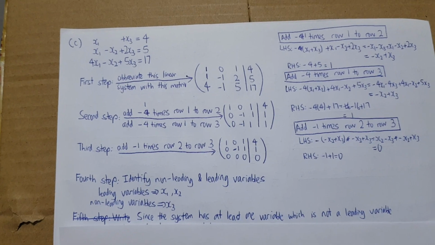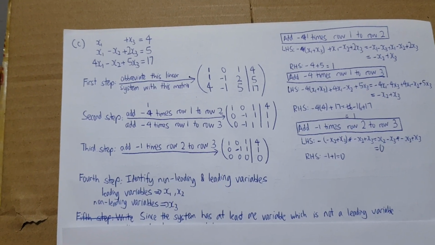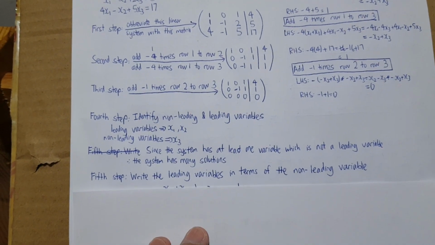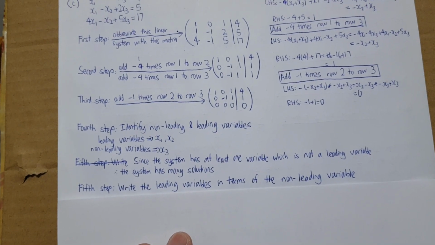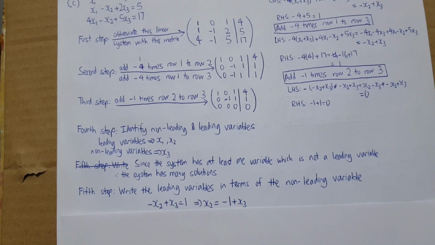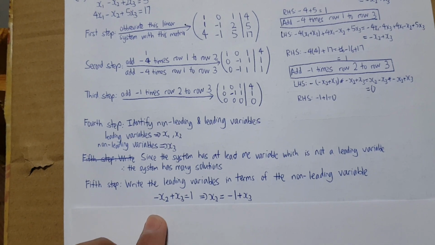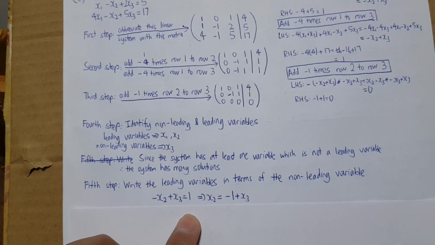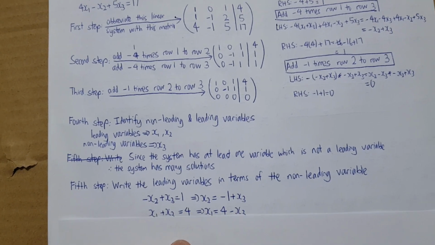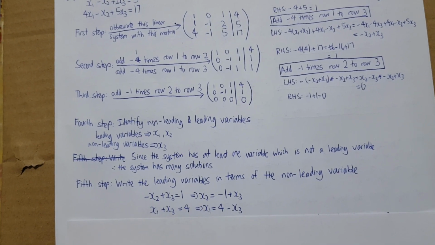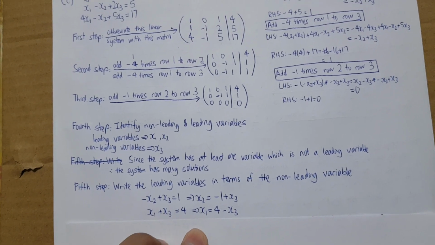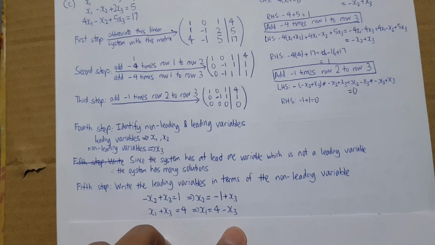So now, since the system has at least one non-leading variable, therefore the system has many solutions. So now we write the leading variables in terms of the non-leading variables. We know that x3 is the non-leading variable. From the second row, we get this: minus x2 plus x3 equals 1. So we express x2 in terms of x3 as here. And now, from the first row, we can see that x1 plus x3 equals 4. Hence, x1 is expressed in terms of x3 as seen here.